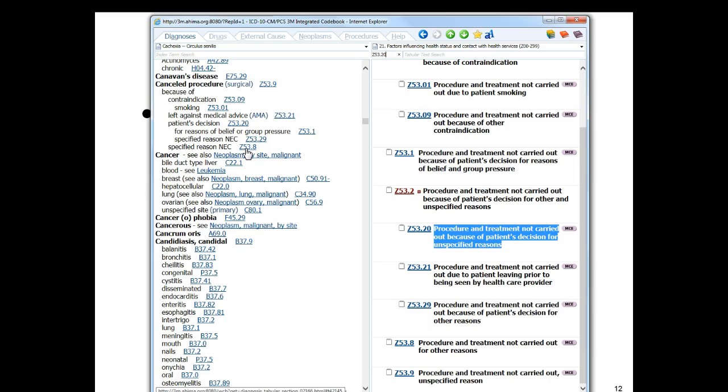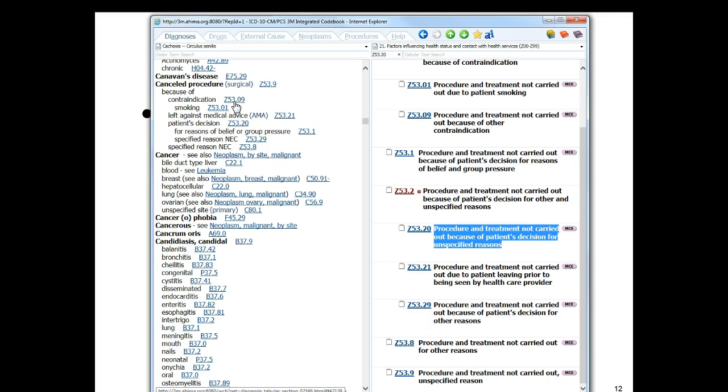The principal diagnosis is still going to be the cholelithiasis, and that's the K80.20, and then the COPD, that code is the J44.1, and then Z53.09, canceled because of contraindication. So that exacerbation of COPD is an example of the contraindication.